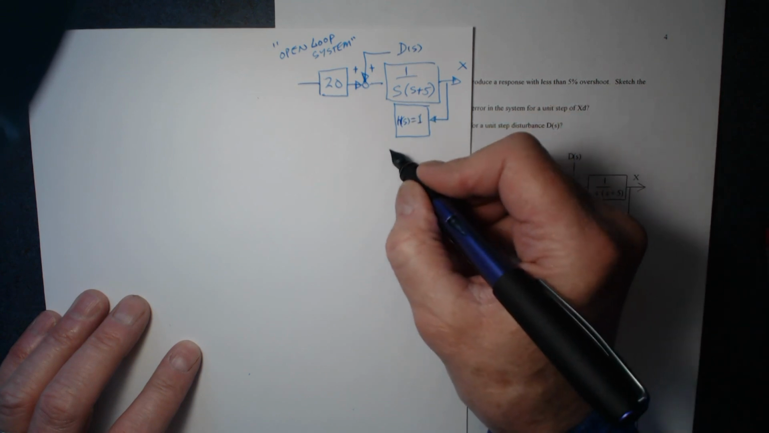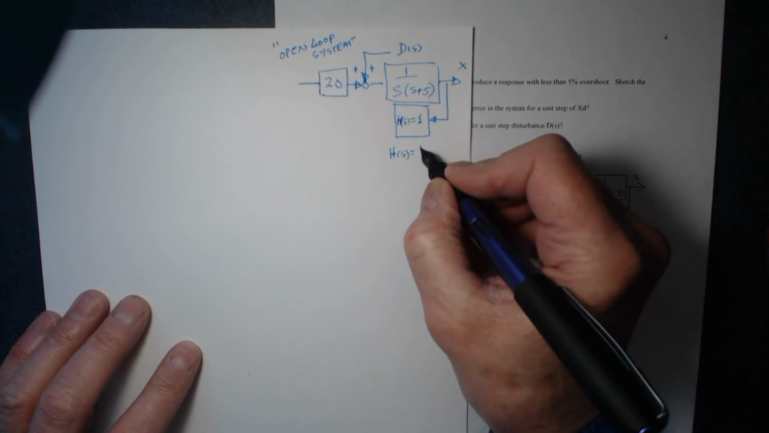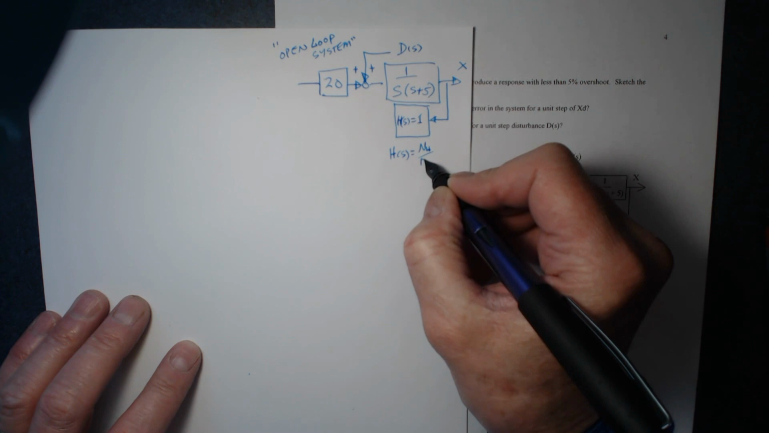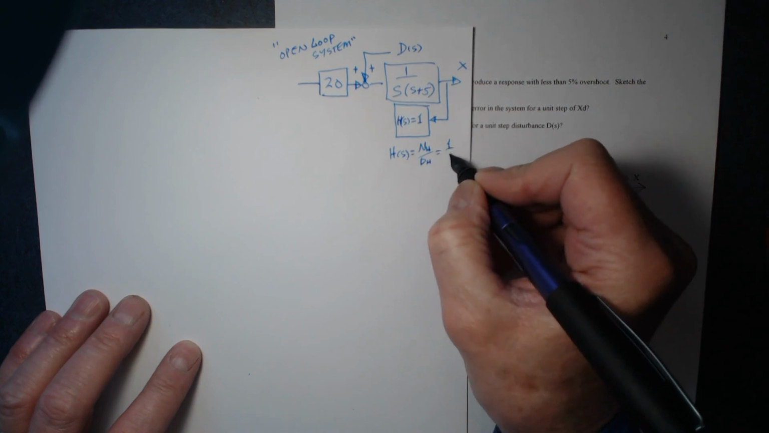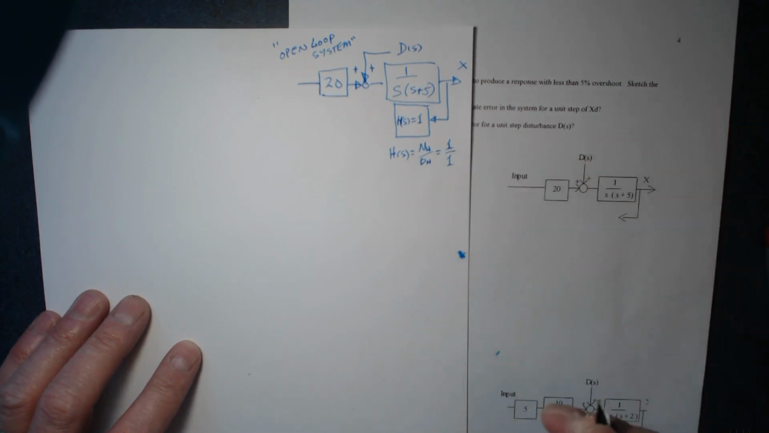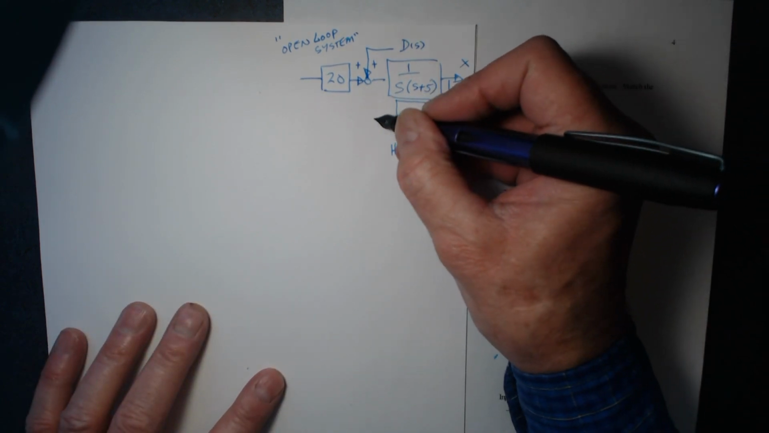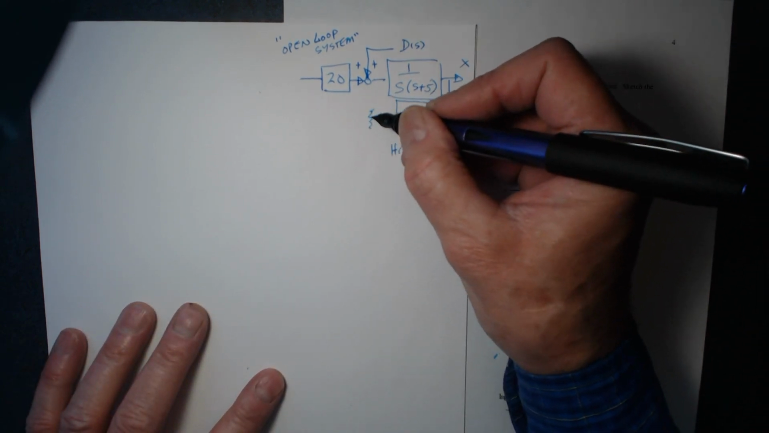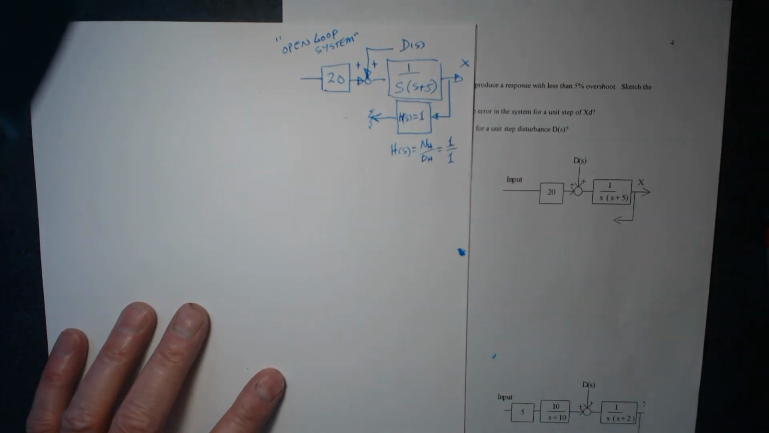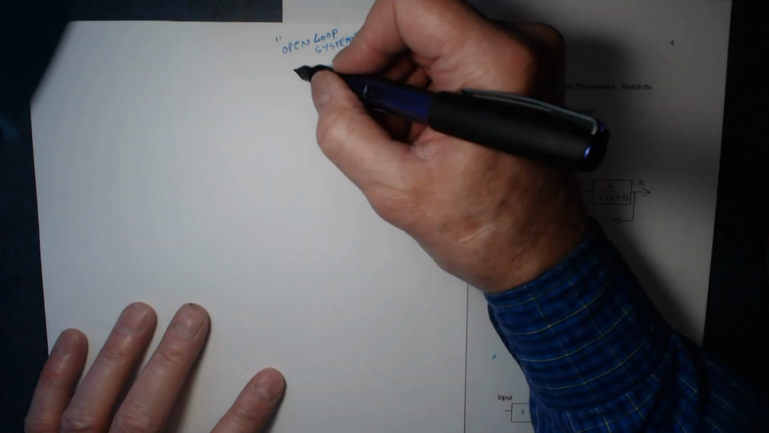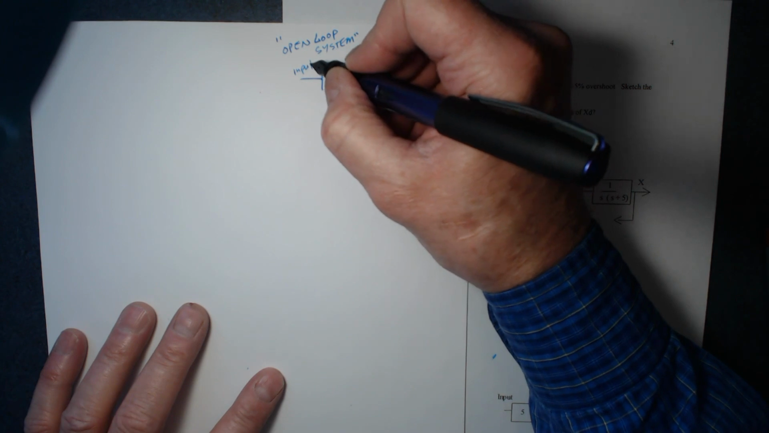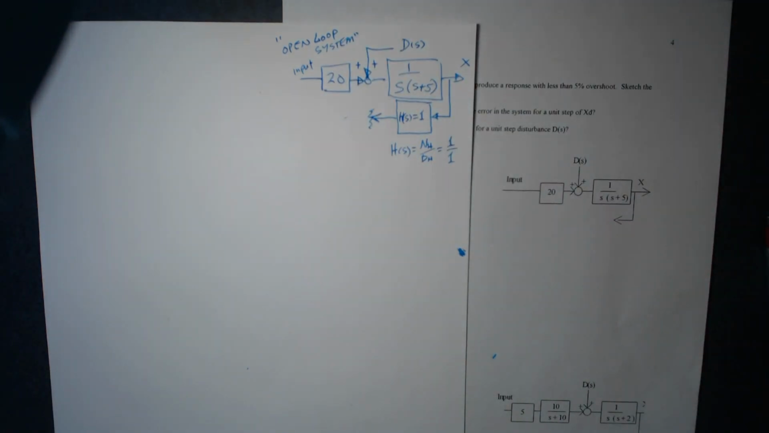Let me say H of s equals the numerator of H over the denominator of H equals 1 over 1. Let me make sure that this is still the open loop system I've drawn here. The reason it's the open loop system is because I've cut it right there. This, I call this input. There should be a better name for that, but I don't know what it is exactly.